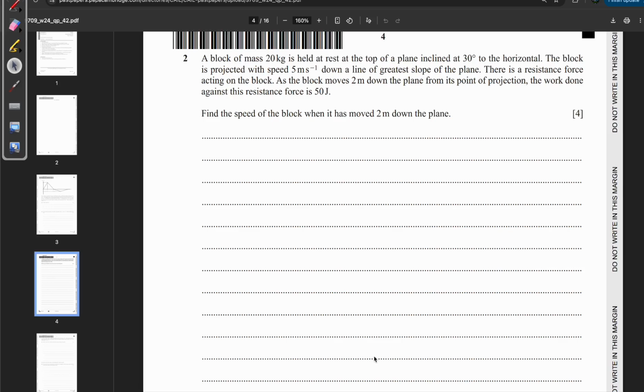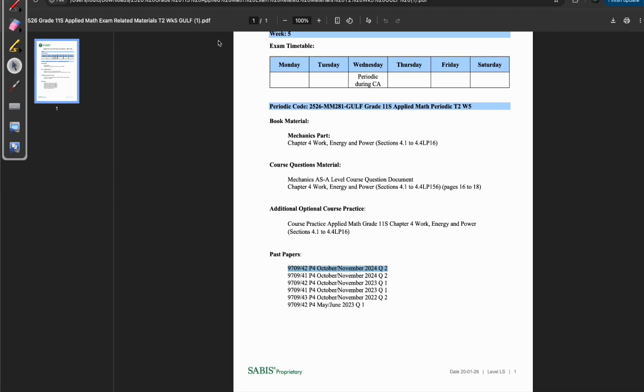Today I'll be explaining the past papers from section 4.1 to 4.4. First of all, I'm going to be explaining paper 4 version 42, October-November 2024, question 2.